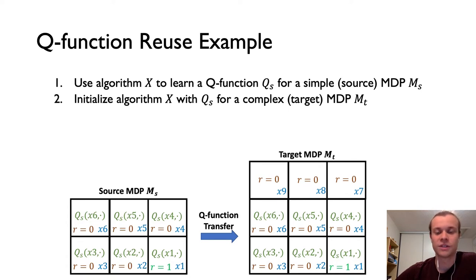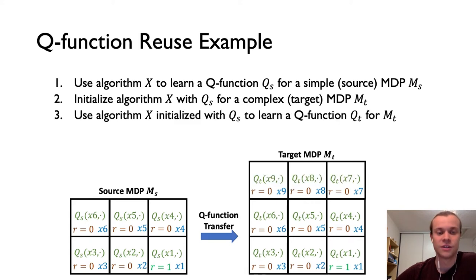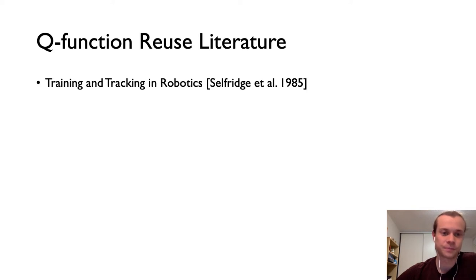Your hope is that the Q function is similar enough from the source task to the target task that it can be useful in the target task. Finally, in step 3, you use algorithm X to learn in environment M of T, or in the target task, and there you finally learn your Q function Q of T. And basically the hope is that this process will speed up learning as opposed to just learning in the target task from scratch.